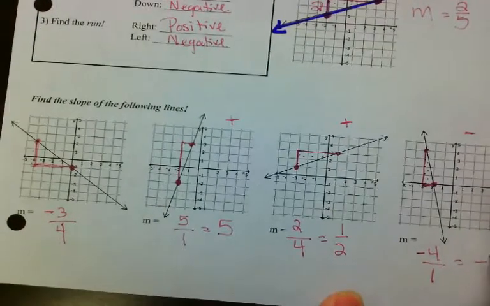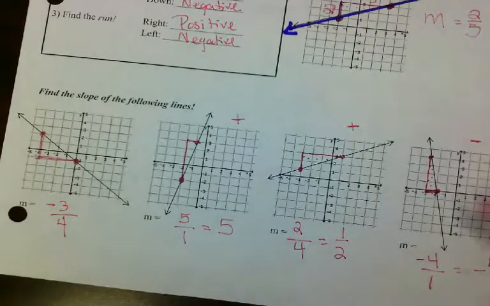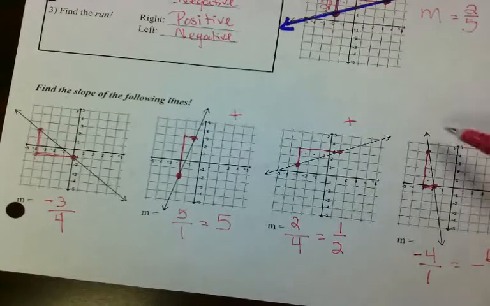Now, my answer here should be -4, but hopefully you'll get the negative either by paying attention to which direction you're going and counting, or you can just look at the graph and see that I have a negative slope, so my slope has to be negative here. It's decreasing, so it's negative.